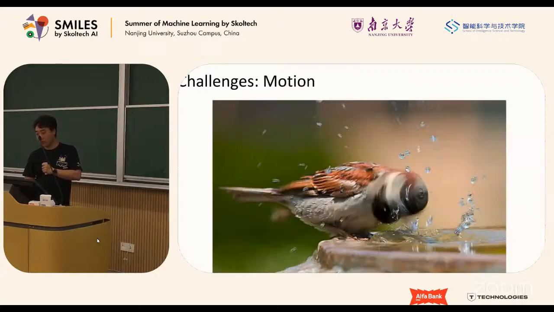Also, motion creates blur, deformation, and rapidly changing appearance. At the same time, motion is also a valuable source of information. By tracking how image content changes over time, we can estimate object motion, camera motion, and sometimes 3D structure.